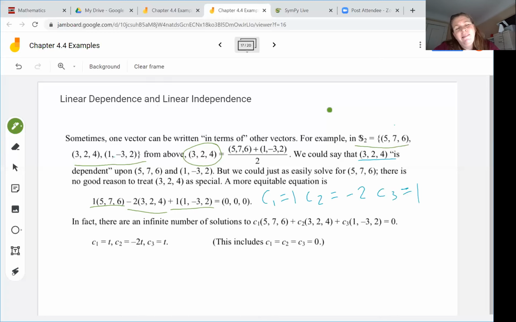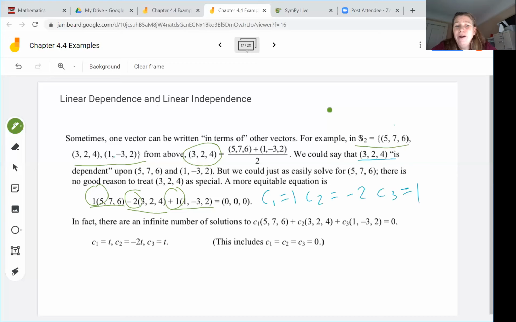So in this case, C1 equals 1, C2 equals negative 2, and C3 equals 1. But those aren't the only values that would work here to give us 0. In fact, any multiples of these values of C1, C2, and C3 are still going to cancel out these vectors and give us zeros as a result. So imagine if we multiplied through by the constant 5, then C1 would be 5, C2 would be negative 10, and C3 would be 5.